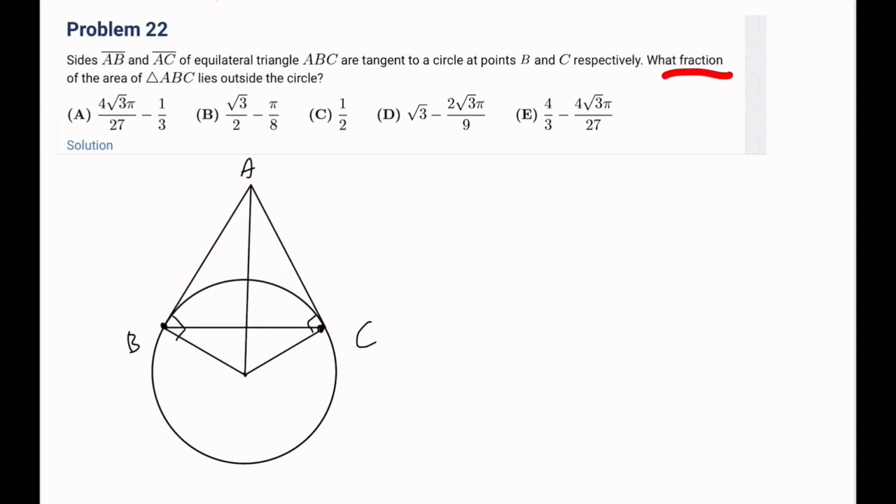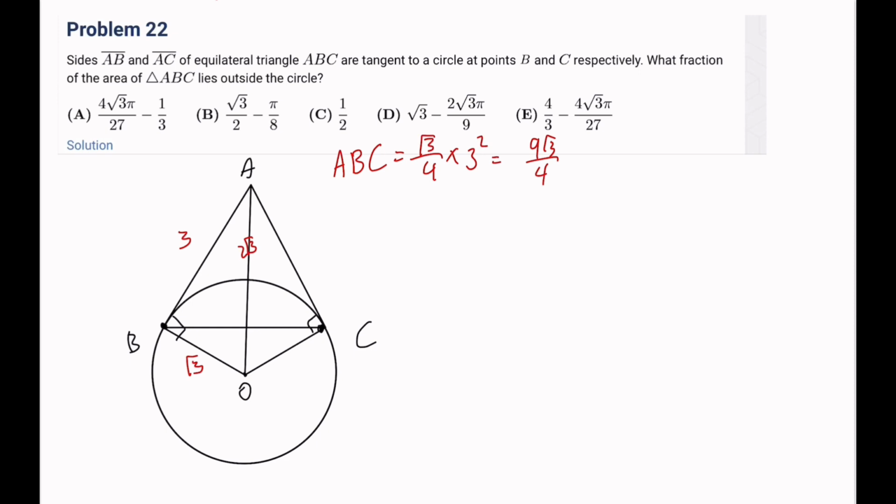And since it asked for a fraction, then we can just input any random numbers and just get the ratio, right? And so let's say that the radius is root 3, right? Then AB would be 3, and let's say this is O, then AO would be 2 root 3, right? And so ABC is an equilateral triangle. So ABC, first let's do that. This is root 3 over 4 times 3 squared. This is 9 root 3 over 4, right?